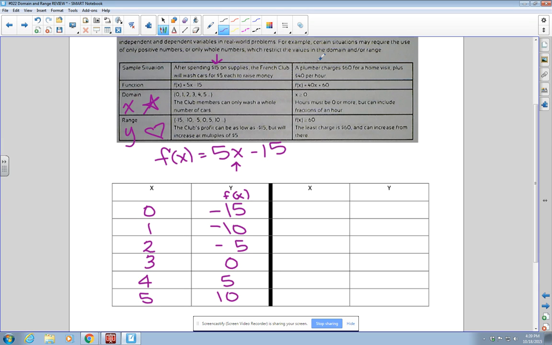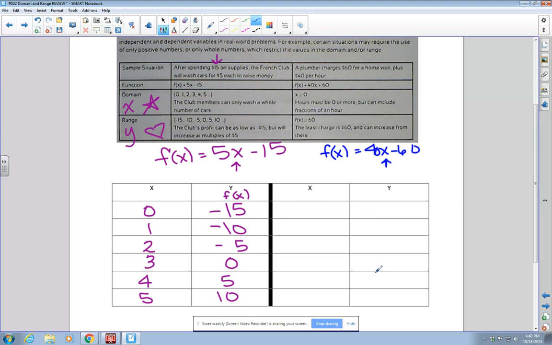Okay. The second example, a plumber charges $60 for a home visit plus $40 per hour. We rewrite the word problem as a function. F of x is equal to 40x plus 60. And we would do the same. We'd plug in x values and then receive our y values from a calculation on our paper or our calculator. So if we read, hours must be 0 or more but can include fractions of an hour. And since we can include fractions of an hour, we know it's going to be continuous, so x is going to be greater than 0.